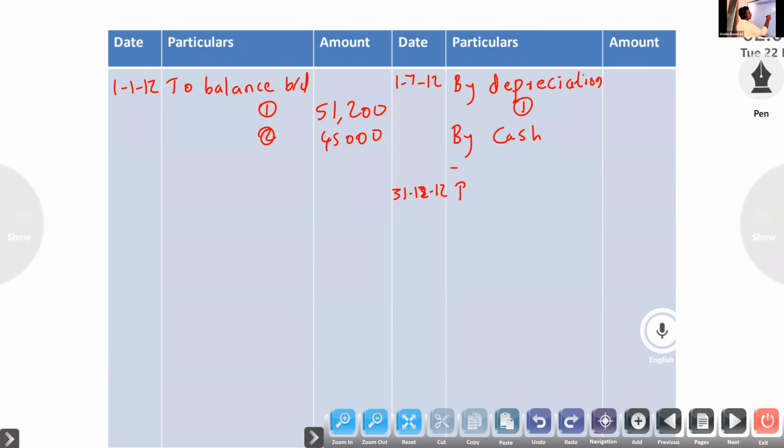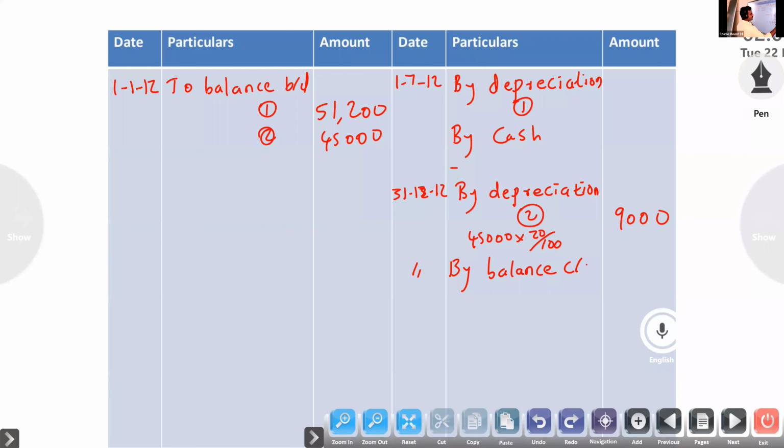2012, that we can write by depreciation. By depreciation 2. So 9,000. 45,000 into 20%. Then by balance c/d, 45,000 minus 9,000, 36,000.